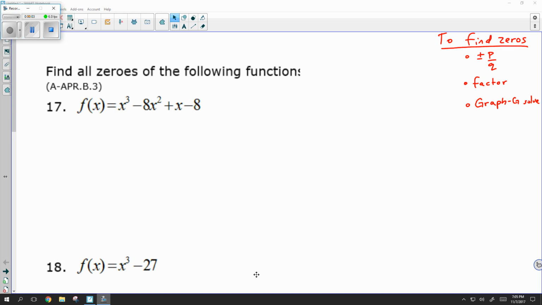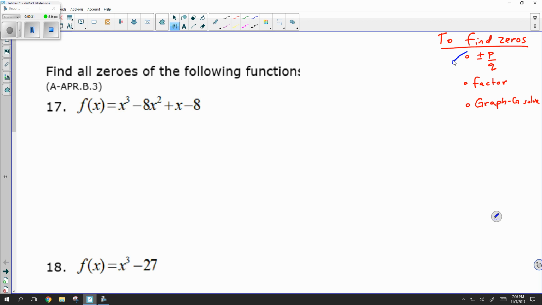Okay, this section is about finding the zeros, and off to the side I labeled different ways that we could technically find zeros. Not every way works. The first one is when you take the p over the q, when you factor the p's and the q's, and make as many fractions as you can and put plus and minus on it, and then test in the calculator. That one works for polynomials, so that basically means it works on anything that has any exponent.